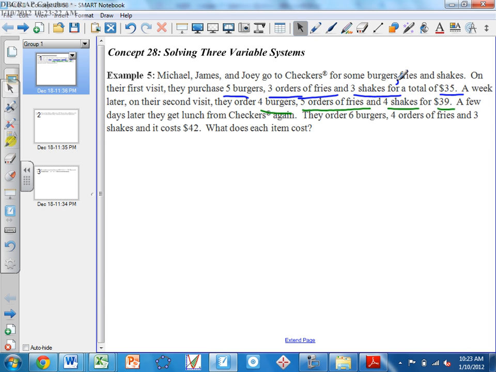A few days later, they get lunch from Checkers again. They ordered 6 burgers, 4 orders of fries, and 3 shakes, and it cost $42. What does each item cost?